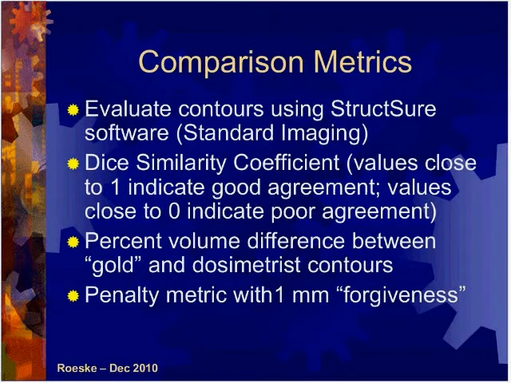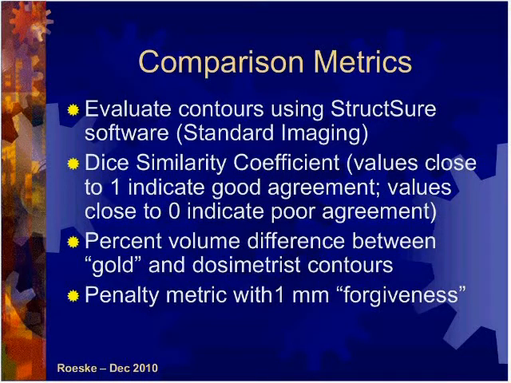We used STRUCTURE software, which Neil very graciously showed, so I won't have to spend a whole lot of time on this. The nice thing about STRUCTURE is it has a couple different metrics for you to use. One of them is the Dice similarity coefficient, which many people are familiar with. Basically, values close to 1 indicate good agreement, while values closer to 0 indicate poor agreement.